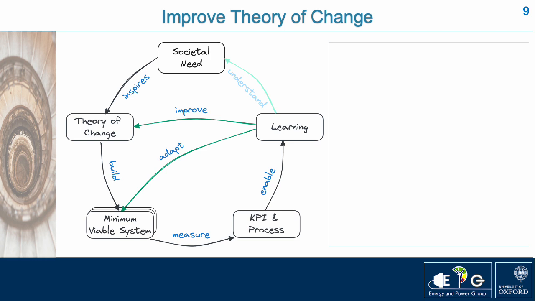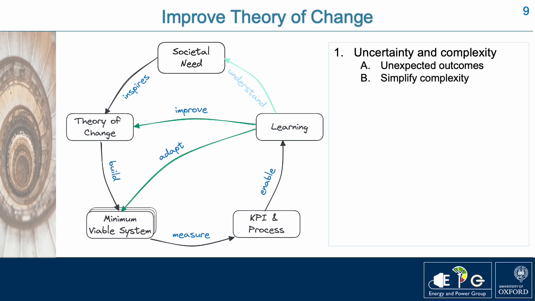Each of the 5 key principles used in its development raises issues that guide the refinement of the theory of change. Principle 1. Uncertainty and complexity. Navigating the unknowns. A. Update the theory of change to account for, or mitigate, the implications of unexpected outcomes and previously unknown unknowns. B. Explore whether complexity can be simplified with deeper insights to ensure a clearer understanding of the system's dynamics.